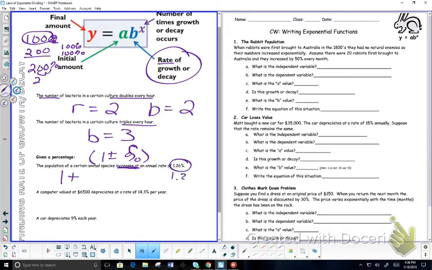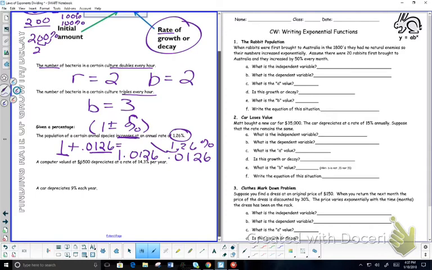Well, 1.26%, if I'm going to turn that into a decimal, I got to move the decimal, so I got 0.0126, which will give me a rate of 1.0126. The 1 represents the original amount, the 100%, plus this right here is what it's growing by. So let's try that again.